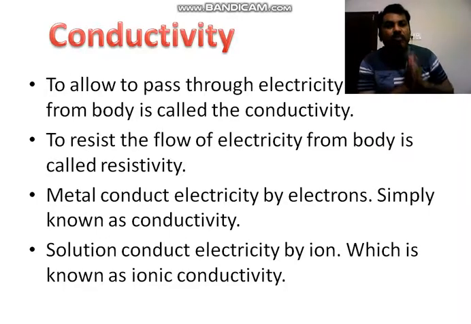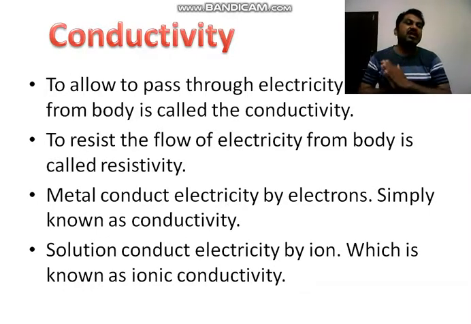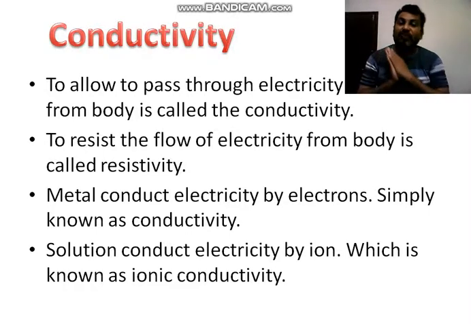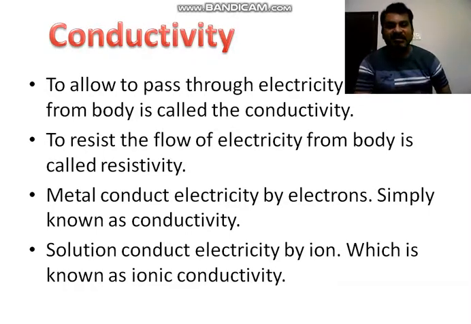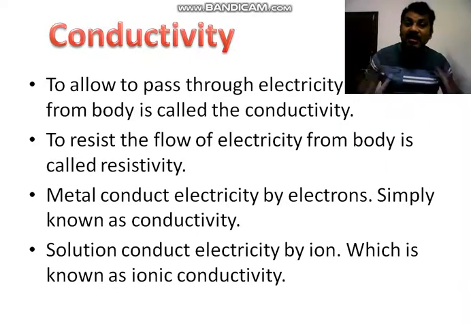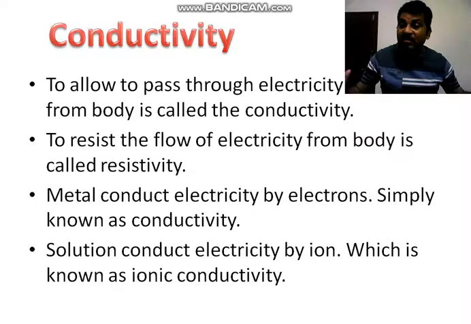Okay, to allow electricity to pass through a body is called conductivity. And the other thing you can remember very easily: to resist the flow of electricity through a body is called resistivity. Now it is inverse. When conductivity is to pass the electricity, then to resist the electricity, or to not allow it to flow, is called resistivity. So there are two phenomena of conduction. First one is conductivity and second one is resistivity. I hope that you understand.